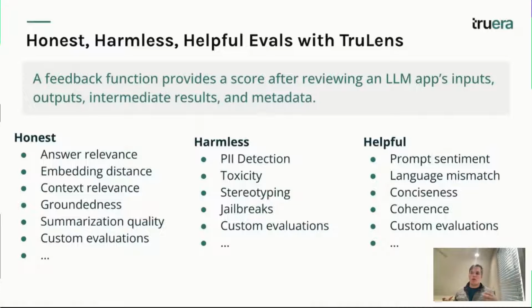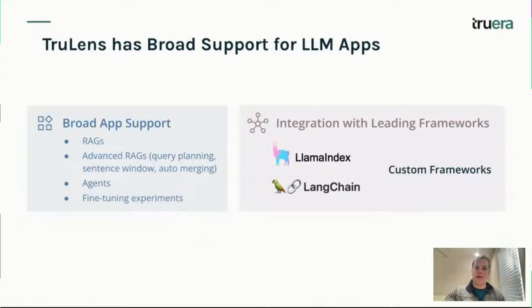In addition to these core honest evaluations for the RAG triad, there's a whole bunch more evaluations that are out of the box with TruLens, some of which we'll also do today, such as those in the harmless category. At its core, feedback functions or evaluations are just a way to programmatically provide a score, reviewing an LLM app's inputs, outputs, intermediate results, and metadata. And TruLens has broad support for LLM apps like RAGs, agents, fine-tuning experiments, and we can integrate with frameworks like LlamaIndex, LangChain, or even custom roll your own applications.